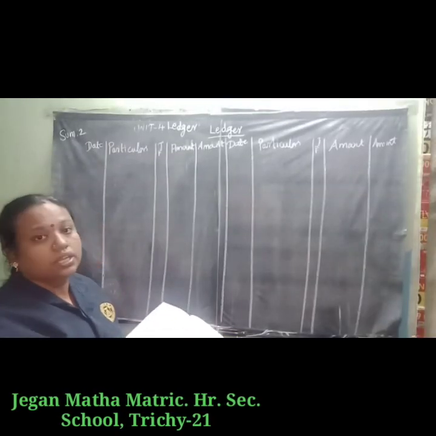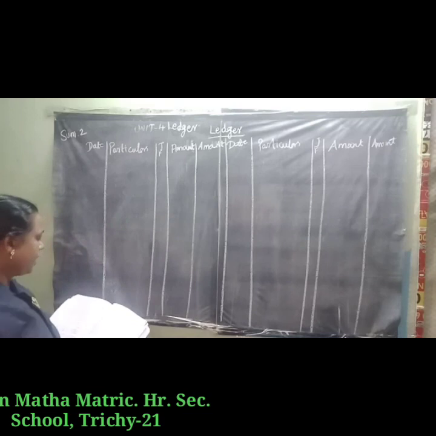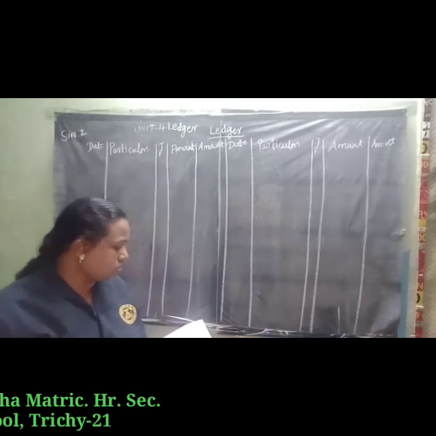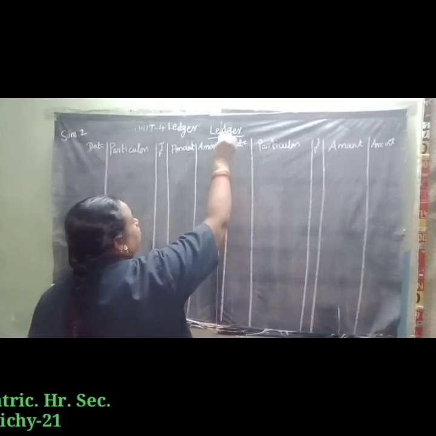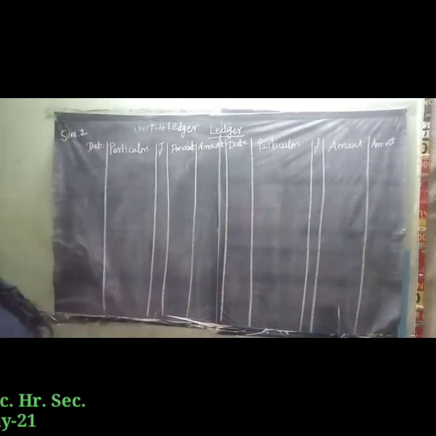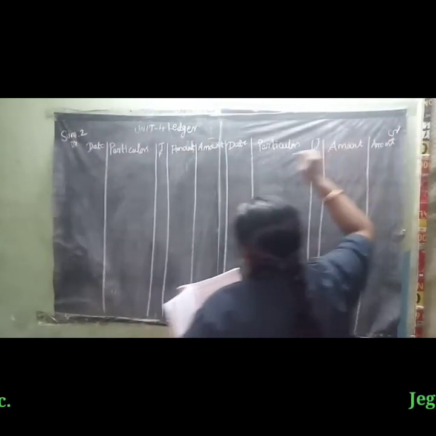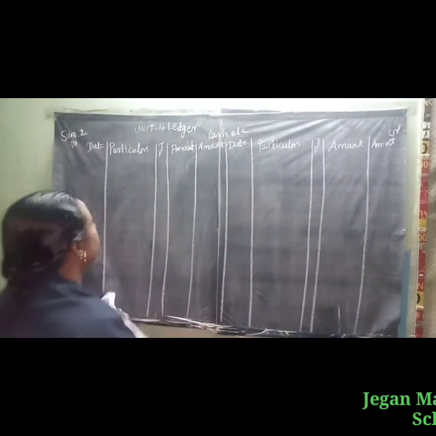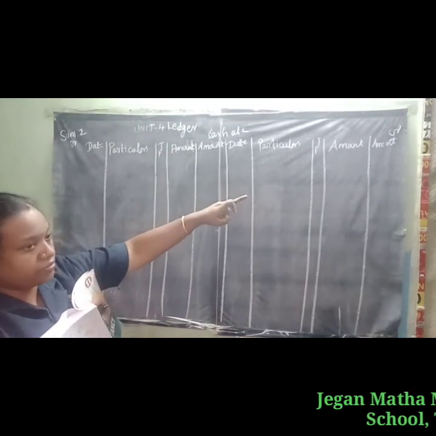Next we are going to prepare the ledger. The accounts we are going to prepare: first, Dharma's capital account and cash account; then Ganesan; then rent account; then commission received account. First we prepare the cash account. Debit side, credit side, with the same columns on each: date, particulars, JF, amount.